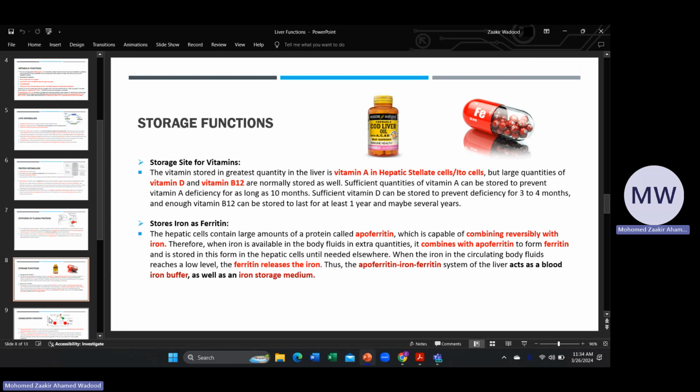So anywhere up to 10 months worth of vitamin A can be stored to prevent deficiency. And of course, we know how important vitamin A is, for example, in the case of vision. While up to 3 months, sometimes 3 to 4 months in the case of vitamin D, and up to 1 year in the case of vitamin B12. So those are really important.